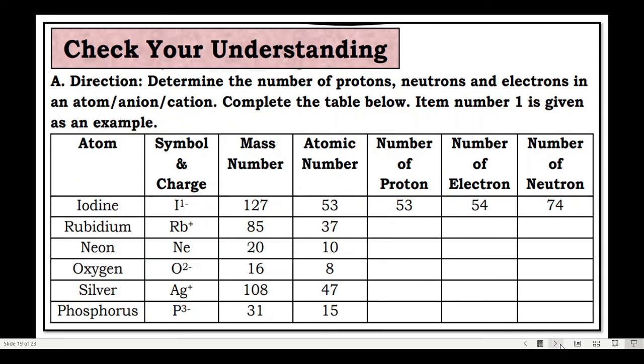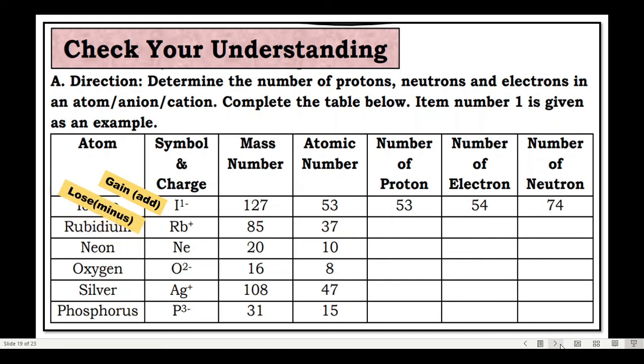Next, check your understanding. Based on this chart and using the formulas given a while ago, you can answer the table by completing the number of proton, electron, and neutron. Do not forget that when you see a negative charge, that means it's gaining electrons. So, this is an anion. You gain electrons, so you should add, in the formula that you will use.